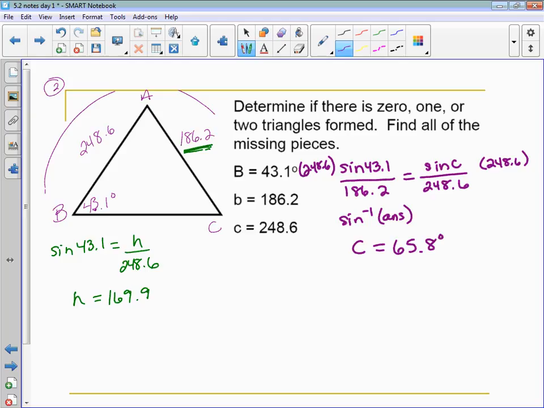Okay, how are we going to find angle A then? Yep, so 180 minus 43.1 minus C, okay? Not the rounded C, but C that you stored, okay? Are you getting 71.1 as your rounded answer? And what do you think I should do with that answer? Store it as A, okay.